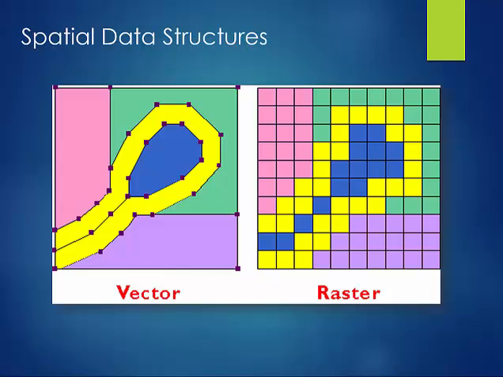Vector and raster are two very different ways of representing spatial data. However, the distinction between vector and raster data types is not unique to GIS. Graphic designers also classify data as raster or vector. The next videos in this module will help you differentiate between these two spatial data structures.